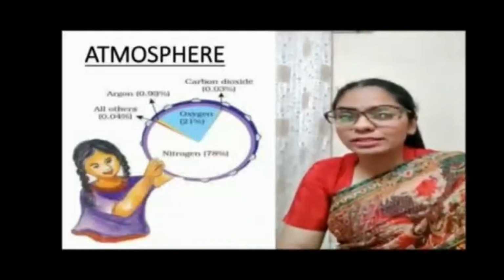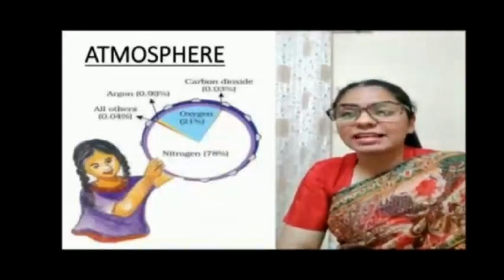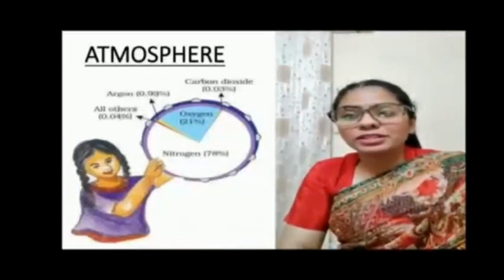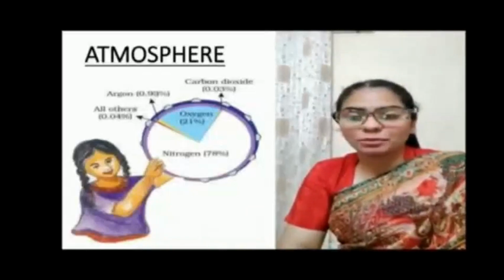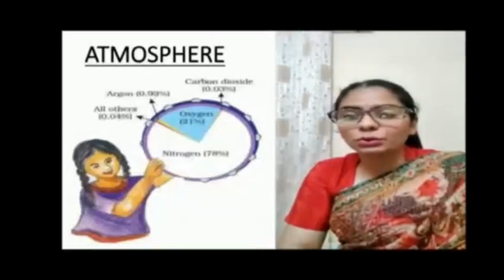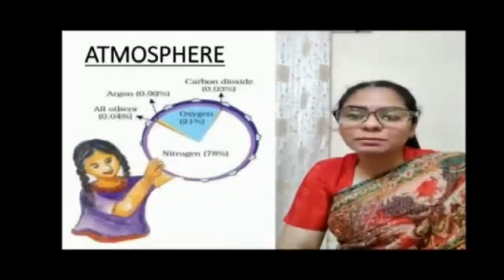Do you know, students, that the air we breathe in is actually a mixture of many gases? Nitrogen and oxygen are two gases which make up the bulk of the atmosphere. Carbon dioxide, helium, ozone, argon, and hydrogen are found in lesser quantities. Apart from these gases, tiny dust particles are also present in the air.